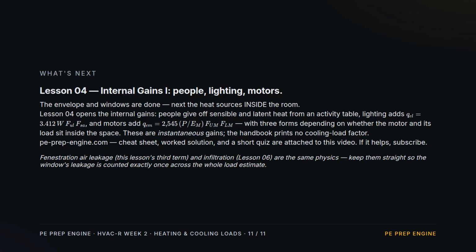We turn to the heat sources inside the room. People, giving off sensible and latent heat from an activity table, lighting, and motors, with 3 forms depending on where the motor and its load sit. These are instantaneous gains. The handbook prints no cooling load factor.